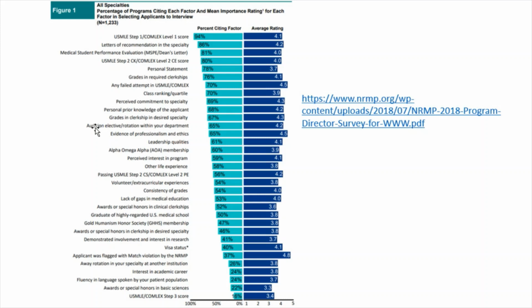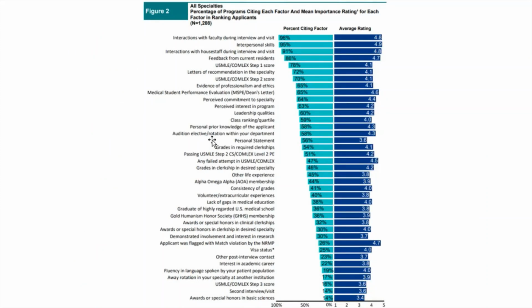So getting into the mentality that you just need to pass is the wrong mentality if you want to get into a competitive specialty. All of these are factors in selecting applicants to interview. There's also a different graphic or table for factors in ranking applicants. It's one thing to get an interview, it's a different thing for the program to like you and rank you for a potential match.